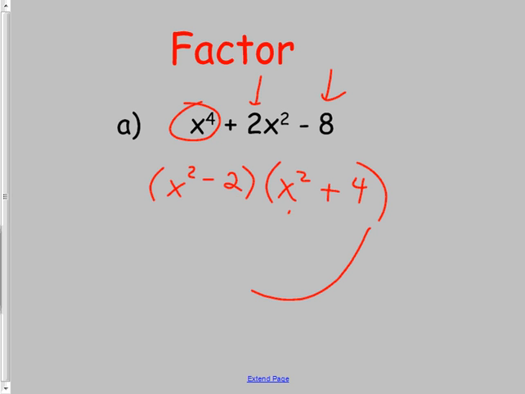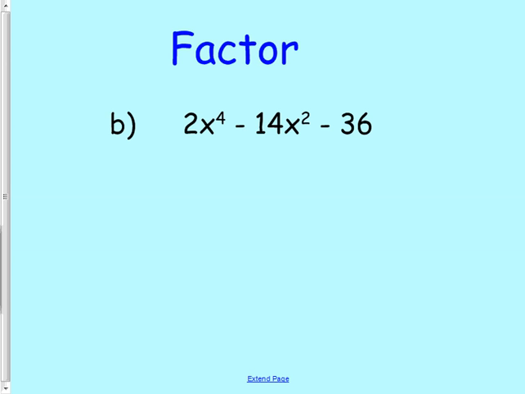Okay, so always double check yourself like that. Check outside and inside. That makes 4x squared, that makes negative 2x squared, and that adds up to positive 2x squared, so I know I did it right. Okay, any questions on that one? That's kind of easy stuff. All right, get to the next problem.